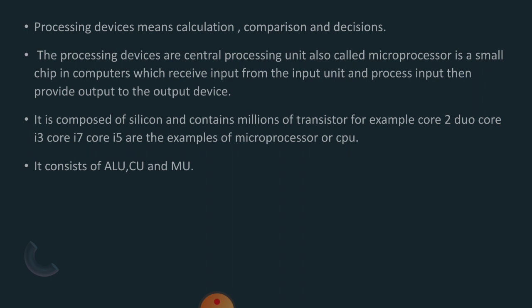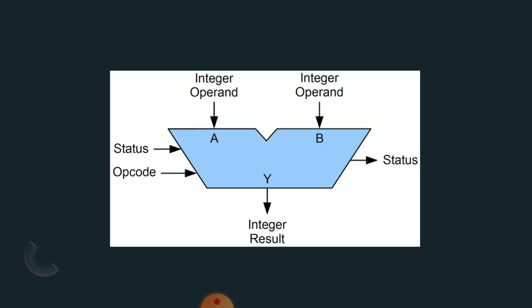It consists of three components: ALU, CU, and memory unit. The memory unit you can put outside the CPU also, so the main components are the ALU and CU. So how does the ALU work? Whatever instruction you give through a program to your ALU, it computes and gives you the result. For example, you are calculating the addition of two numbers.